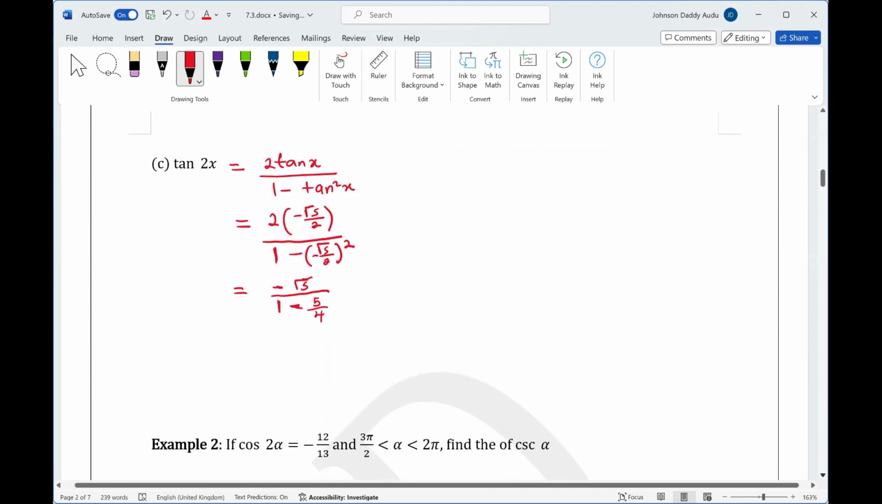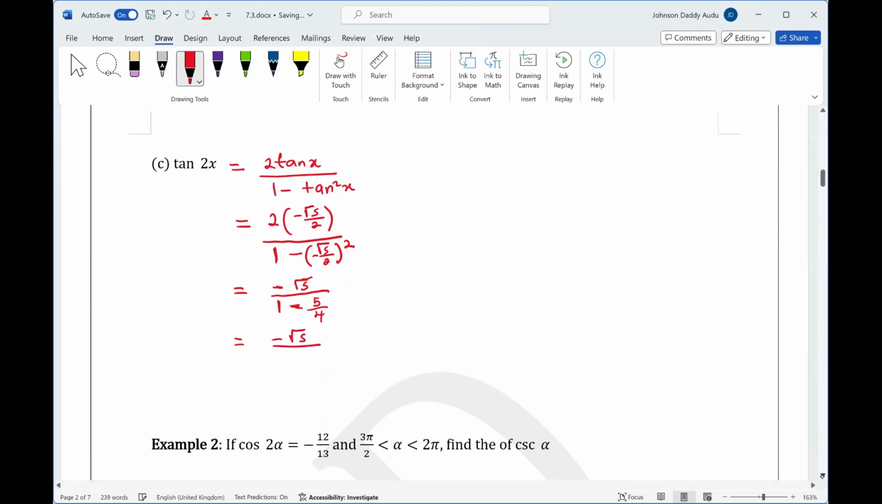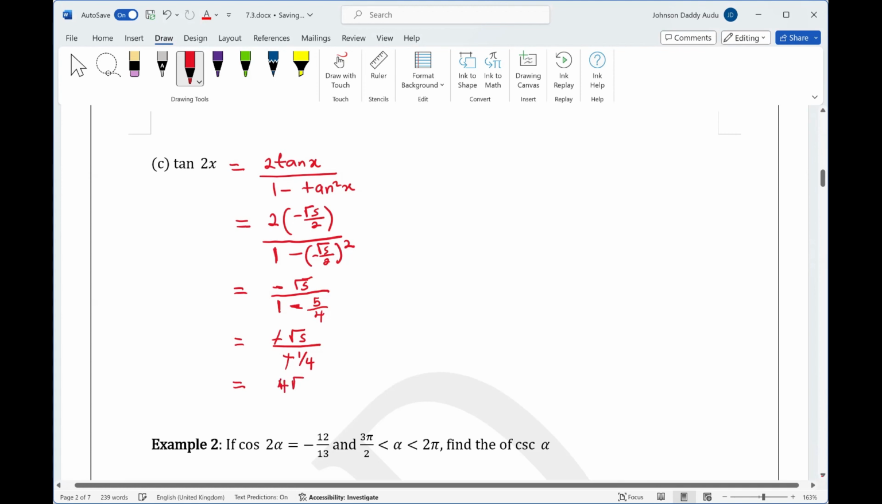All right, so this is nothing but minus √5 over what? Minus 1 over 4, right? That's okay. And then this minus can go with this minus. So this will be just 4√5. So this is tan 2x.